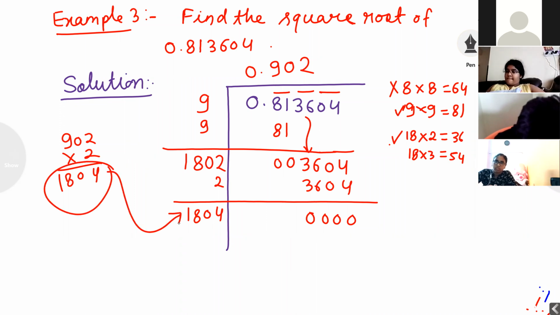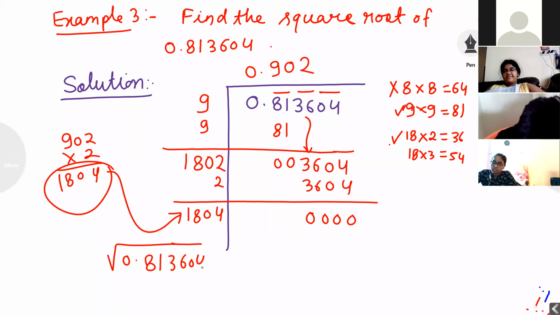In the case of decimal, we will not consider the decimal, but after the decimal, whatever digit is coming, I want to multiply with 2, then the same answer will come. Got it, students? Then the answer is square root of 0.81360 is equal to 0.902.